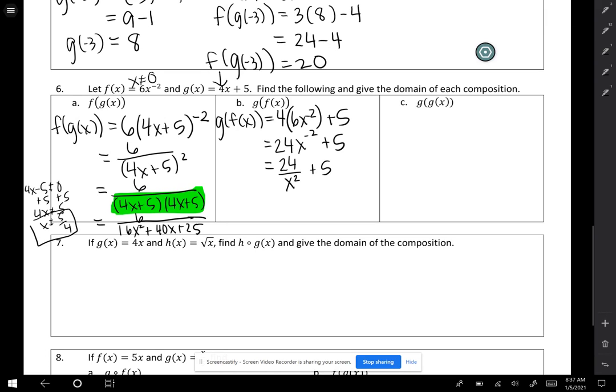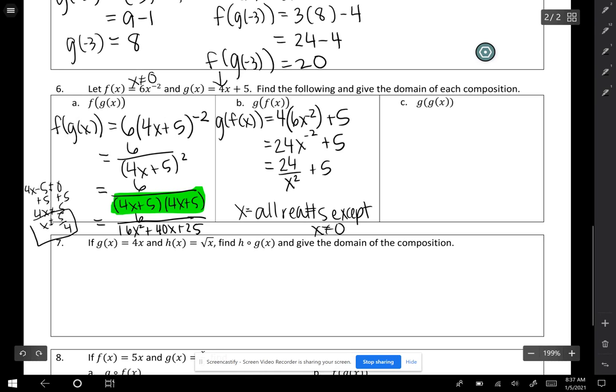We have to look at the domain. For the domain, think about what x cannot be. Since we have x squared in the bottom, it can't be 0. So for the domain, x is all real numbers except x cannot be 0.